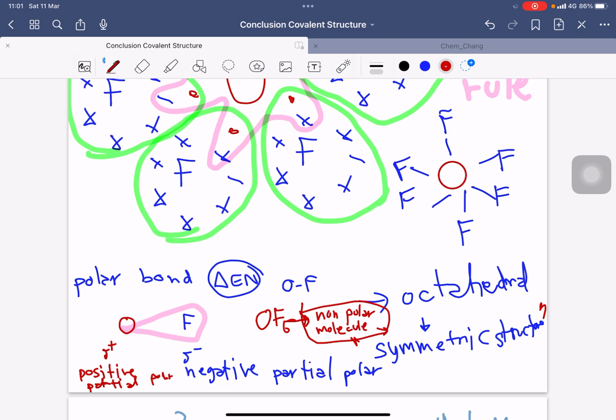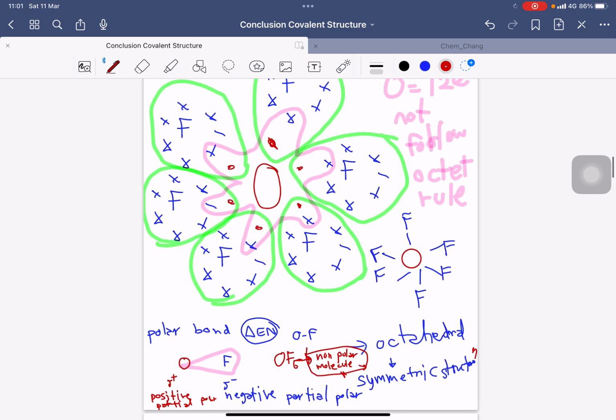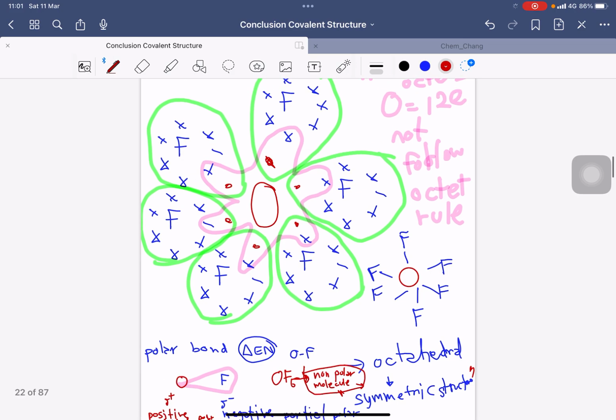That's all for the properties of the covalent structure after we know all of them.